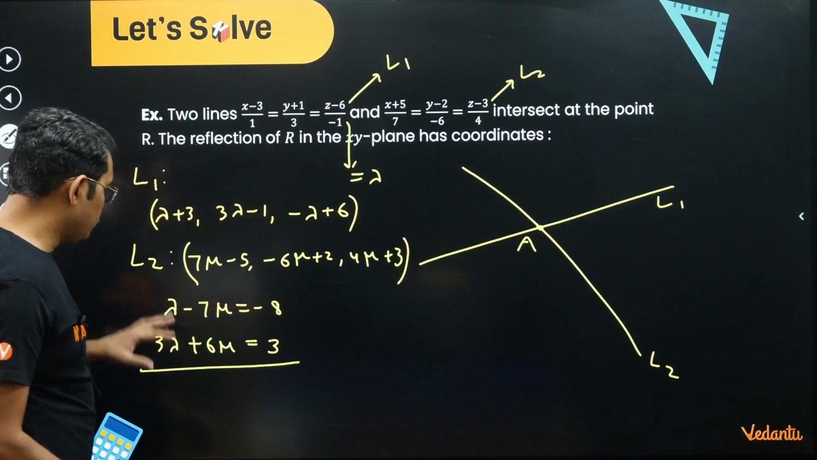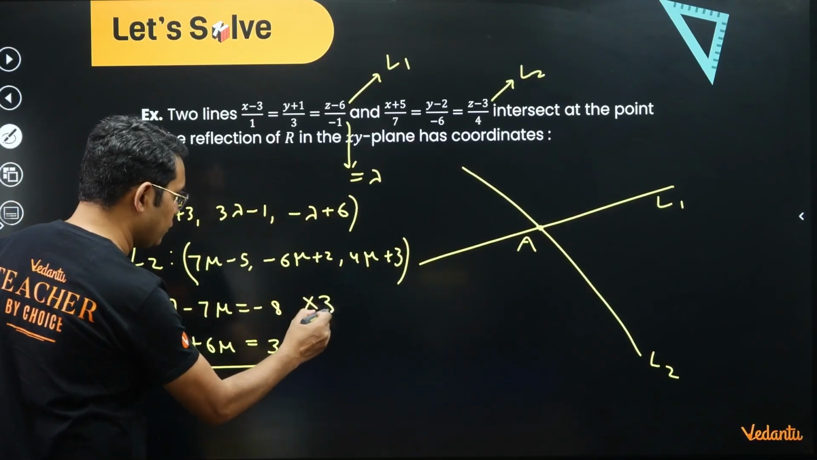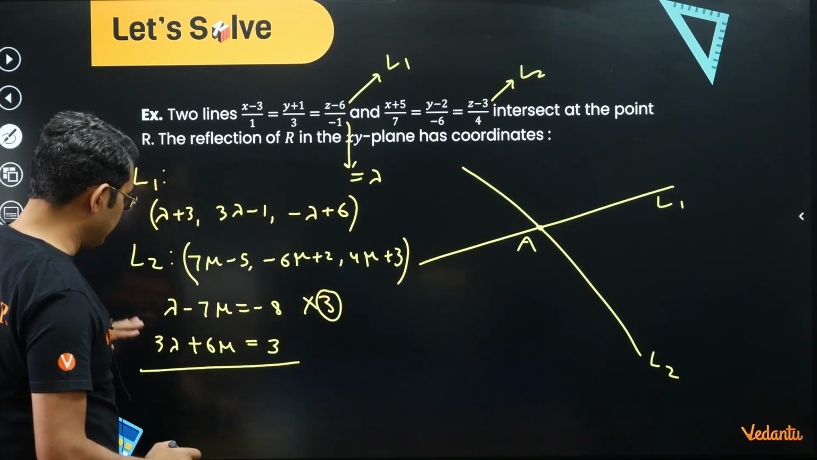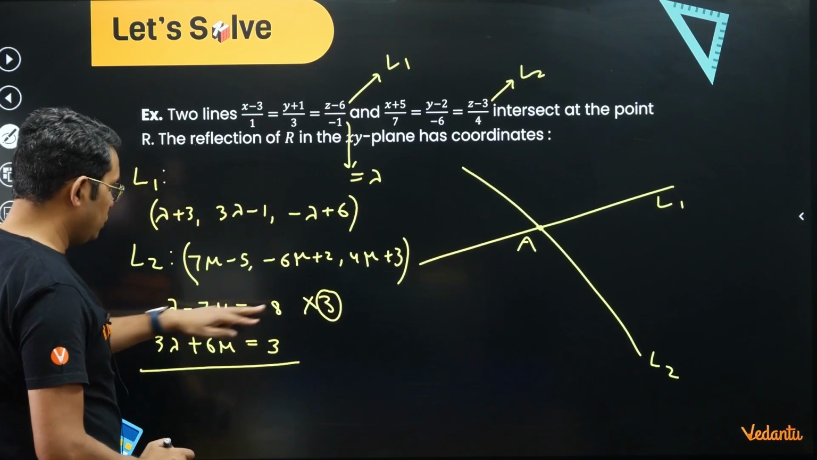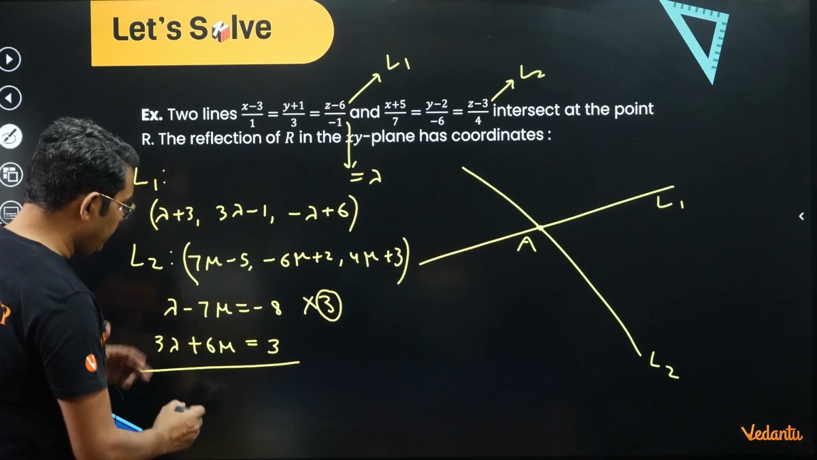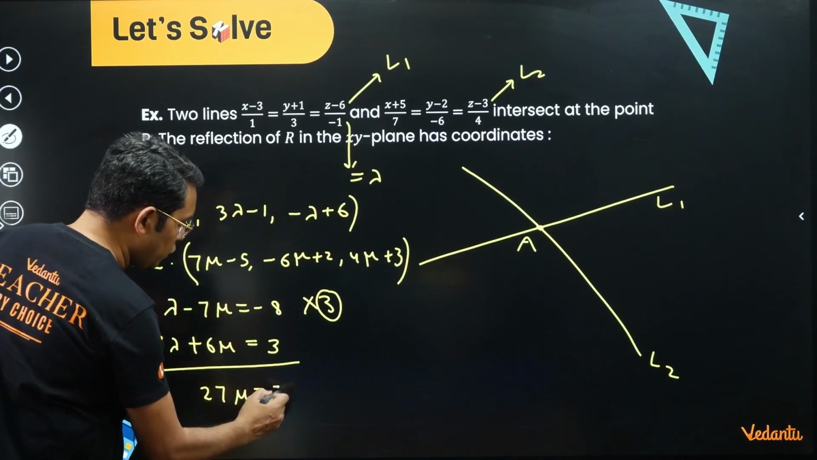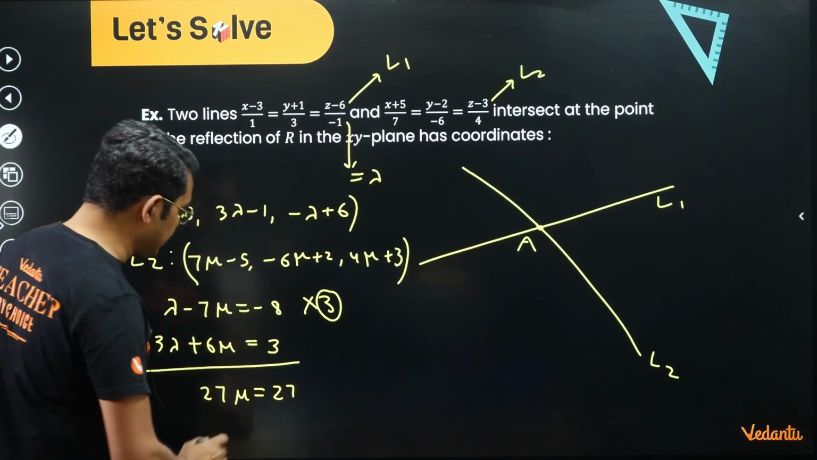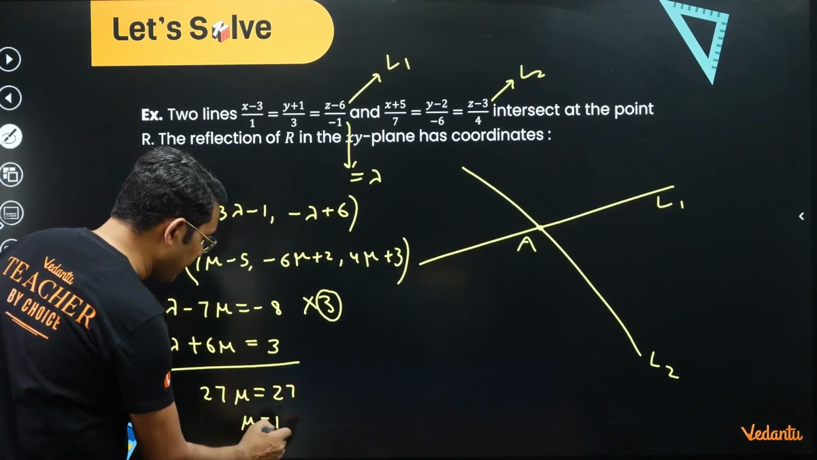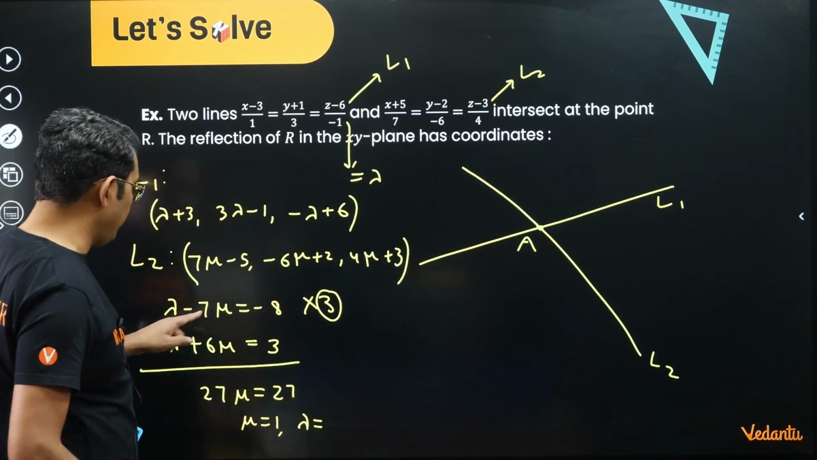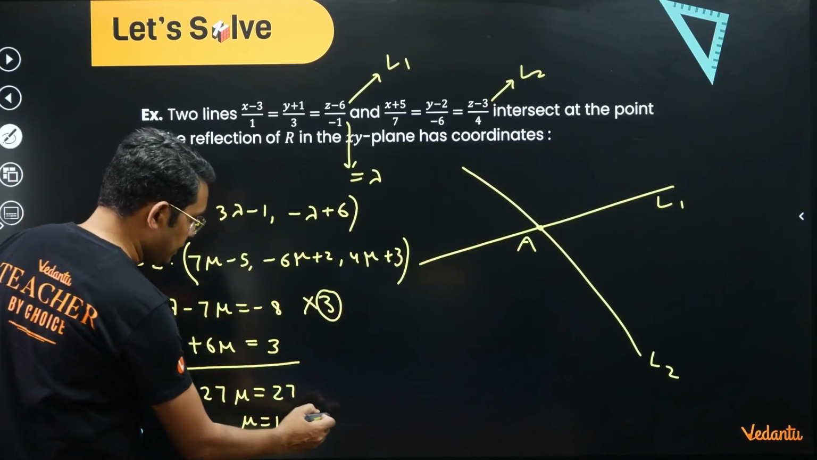So here to solve it, I think I will multiply this by 3 and then I'll subtract this from this. So 3 into 7, 21, 6 minus 21, so 27 mu, and that will be equal to 27 only. 3 plus 24, 27. So mu is coming out to be 1, and if you put mu as 1, lambda is coming out to be -1.